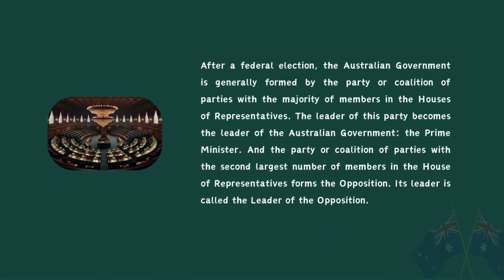After a federal election, the Australian government is generally formed by the party or coalition of parties with the majority of members in the House of Representatives. The leader of this party becomes the leader of the Australian government, the Prime Minister, and the party or coalition of parties with the second largest number of members in the House of Representatives forms the opposition. Its leader is called the Leader of the Opposition.